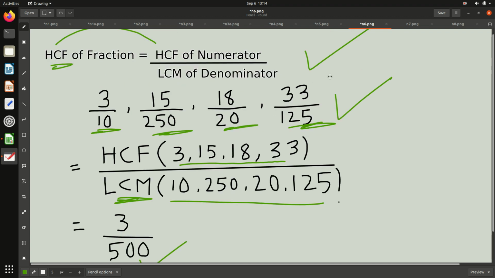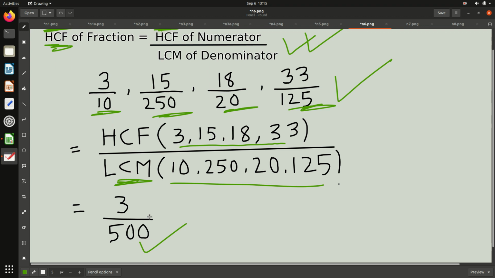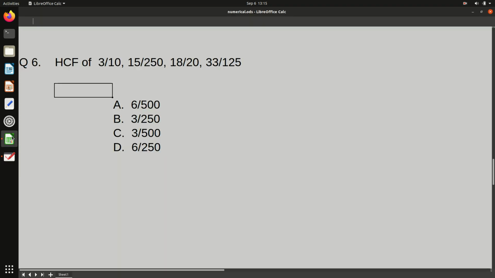So see how simple it was. But if you did not know, you may miss this question. Just remember this formula. Whatever you have been asked, in numerator do the same thing, in denominator do the opposite. HCF you have been asked, in numerator do HCF, denominator LCM. LCM you have been asked, then in numerator LCM, denominator HCF. Just take the reverse. So HCF means in numerator also HCF. Okay, so in this way we get the answer 3 by 500.